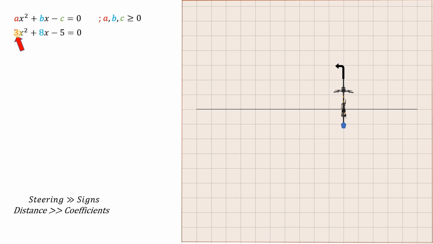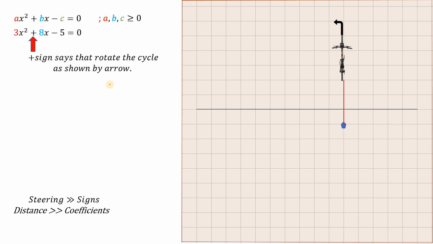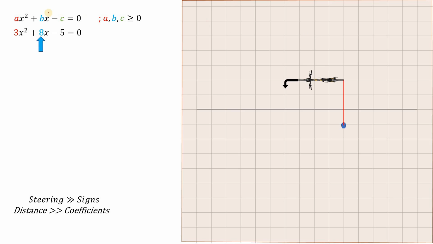So at first we move a distance of 3 units in the bicycle like this. Then, as the plus sign says, rotate the cycle as shown by the arrow. So this arrow is showing the direction in this way, so rotate this cycle in this direction and then move 8 units.